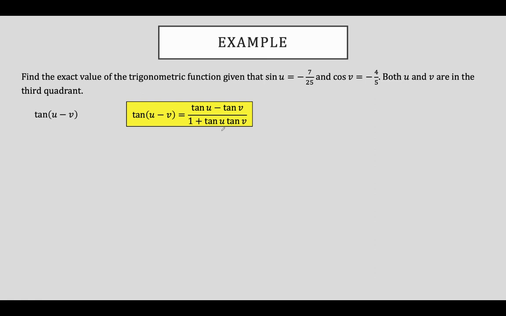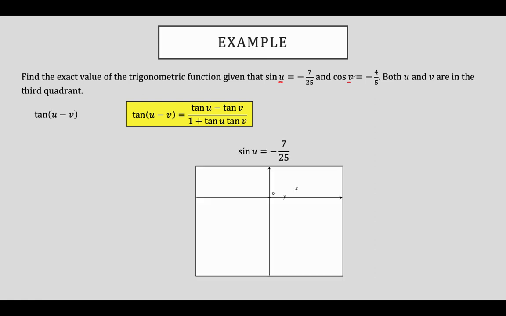Well, we've got our formula, but in order to use the formula, we must know the tangent of u and we must know the tangent of v. And we don't have either one of those quantities. However, we do have enough information to draw out each one of these angles, u and v. Let's talk about u. We know that the sine of u is equal to negative 7/25. We also know that the angle is in the third quadrant here.